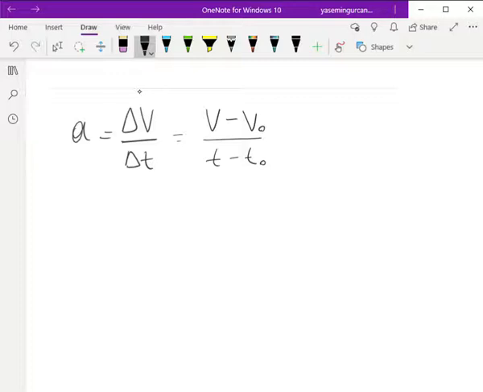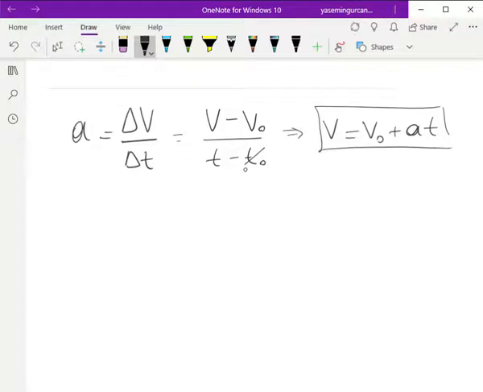For general purposes in physics, we just take the initial time to be 0. So you get this well-known formula: velocity is equal to initial velocity plus a times t. You have probably seen this one before. If you rearrange these terms, multiply both sides by t and take the v0 to the other side, you get this formula.